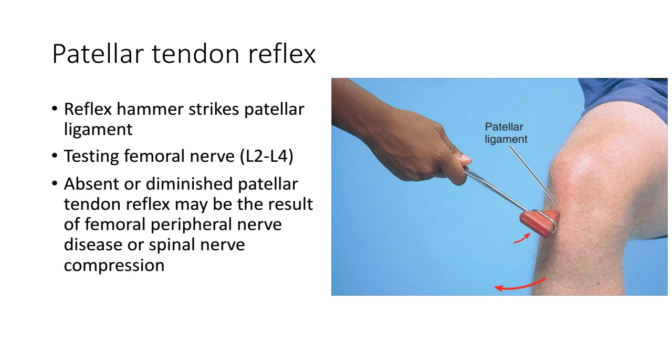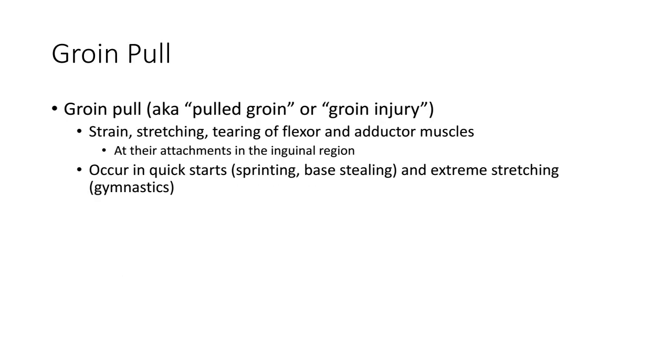A groin pull is also known as a pulled groin or a groin injury by athletic trainers. It's a strain or a stretching or a tearing of the flexor and adductor muscles right at their attachments in the inguinal region. Causes a lot of pain right in the groin area. These groin pulls can occur whenever you're doing quick starts like sprinting or base stealing, and also in extreme stretching like in gymnastics.